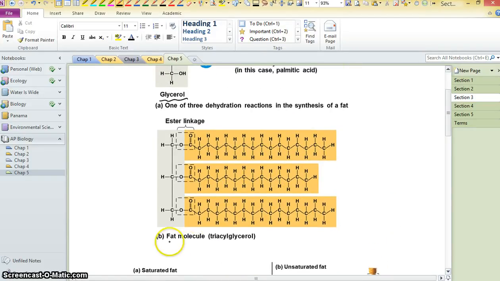This is also known as a fat. Fats are lipids that have fatty acids that are straight and have no double bonds between the carbons.